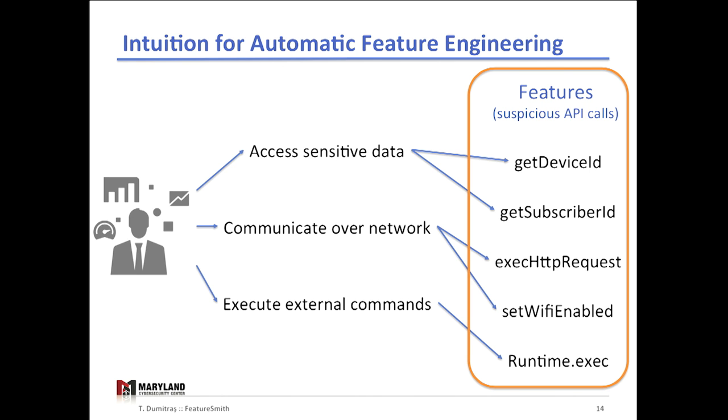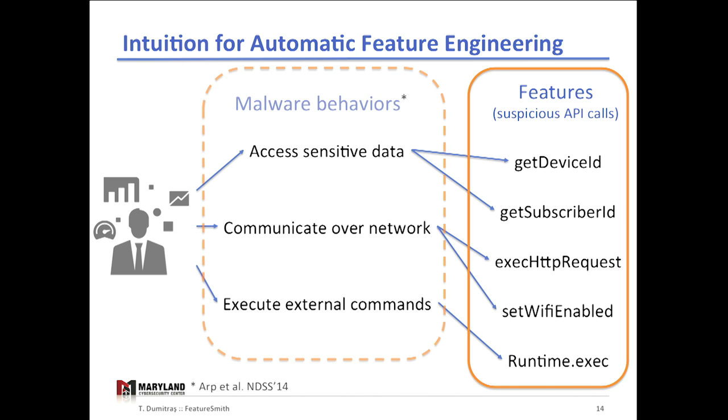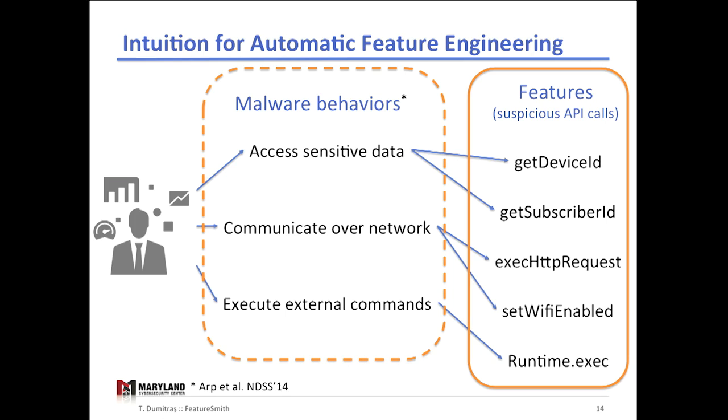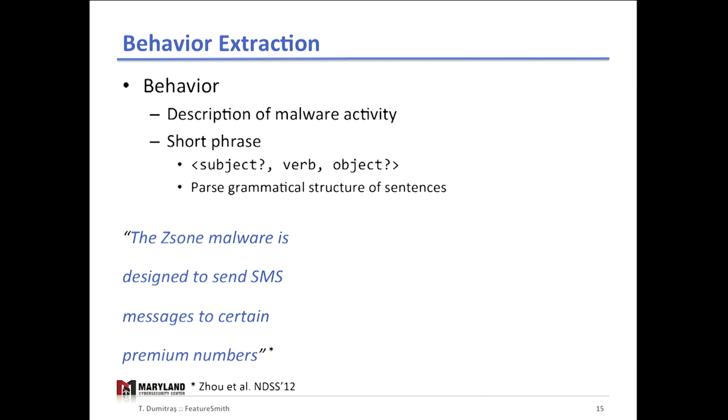And here on the right, they are linked to abstract behaviors of the app. So these are the way a human would describe the kinds of things that we're trying to detect. So it seems that in order to understand these features and whether they are related to malware, we need to extract these abstract behaviors. So a behavior is a short description of malware activity, and for the purposes of this work, we consider it to be a phrase made up of a subject, a verb, and an object, where either the subject or the object may be missing.